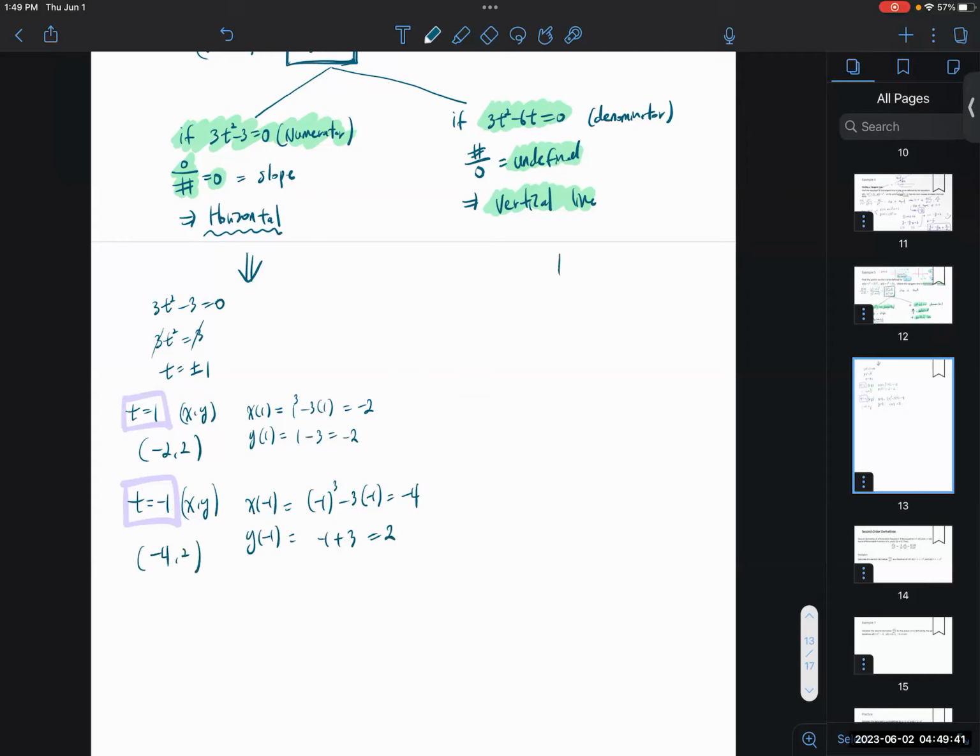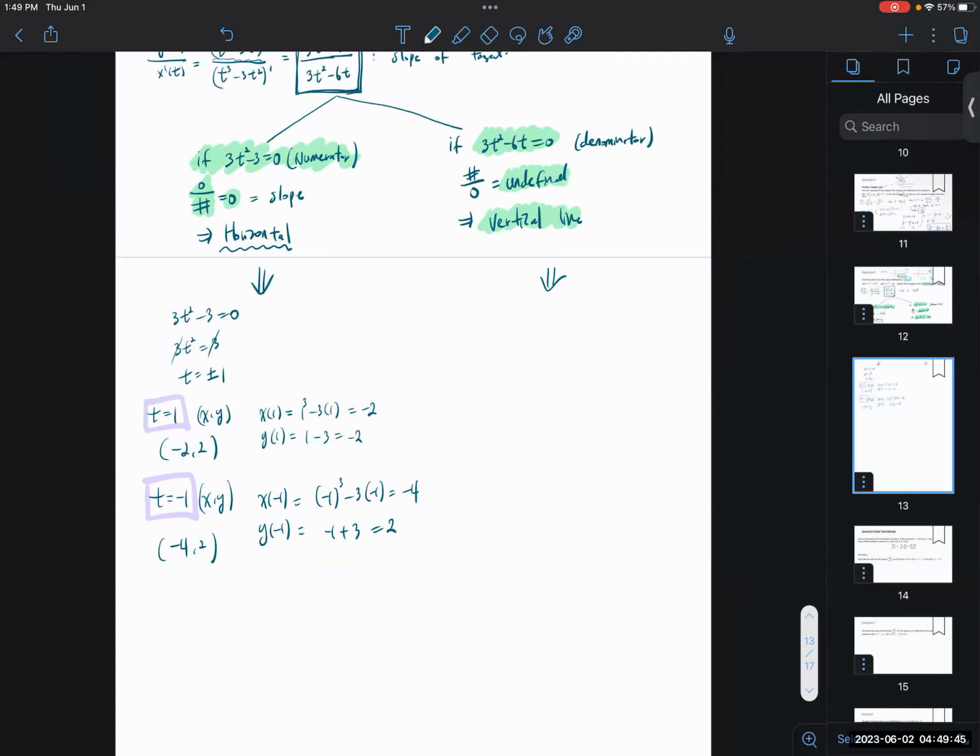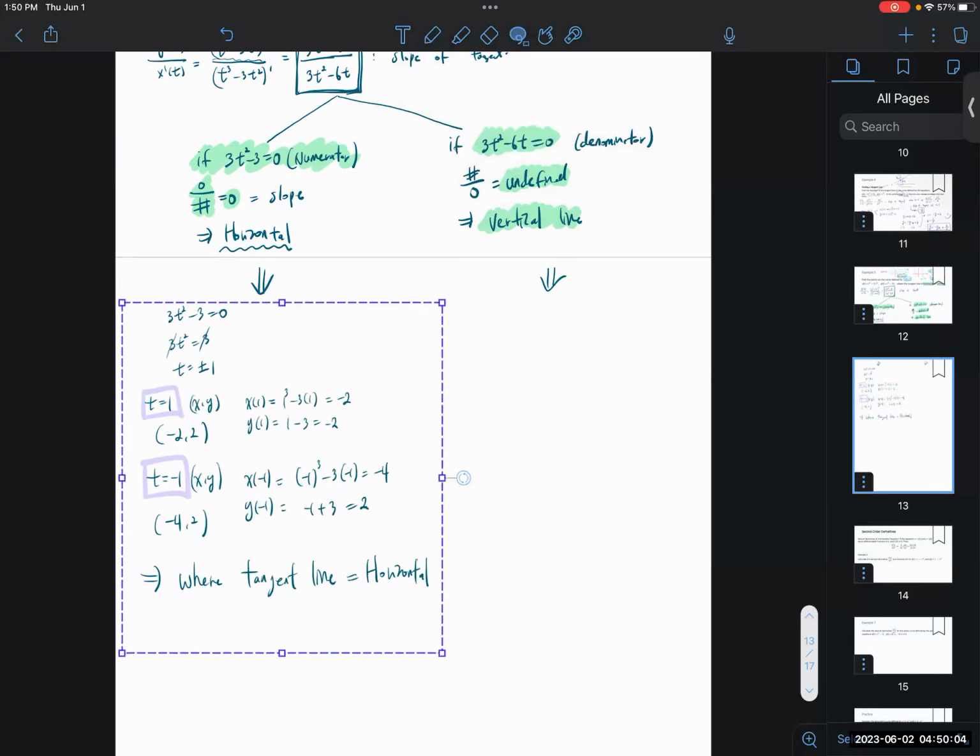Okay, we good. The next one. So these are the points where the tangent line is going to be the horizontal line. This is where the tangent line is horizontal. Okay.